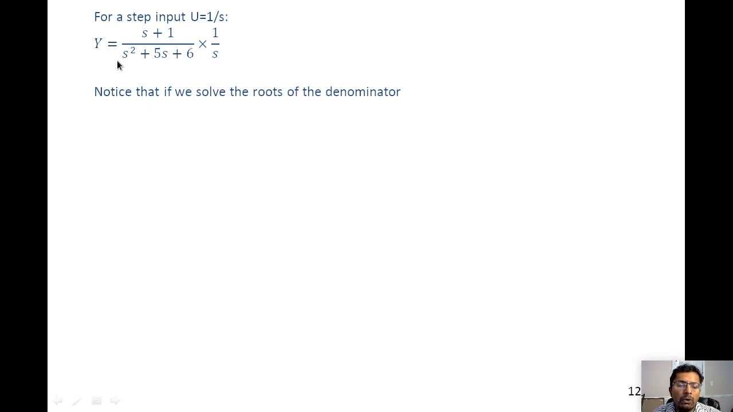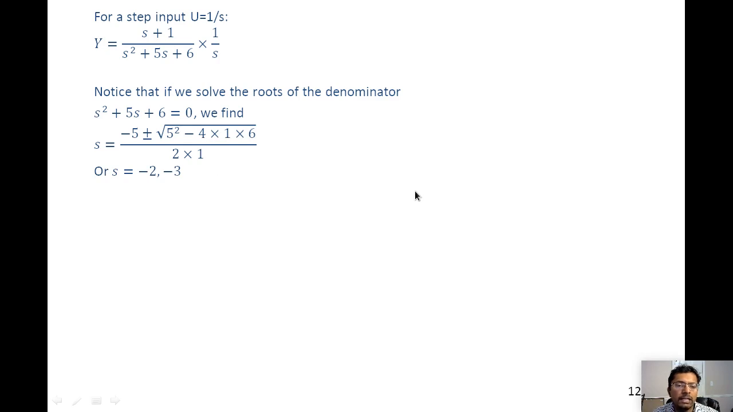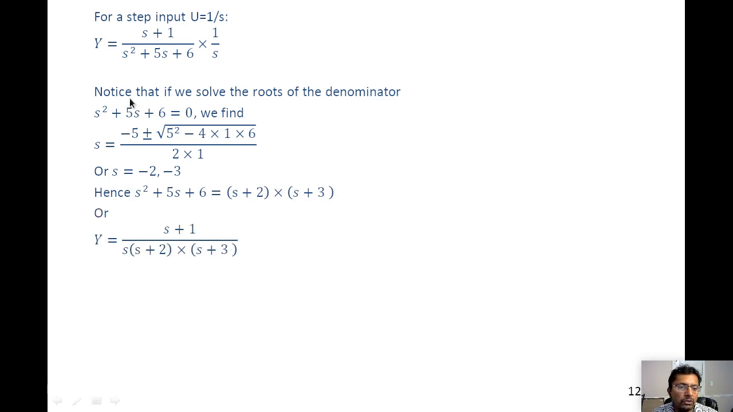Before we do that, we need to calculate the roots of the system and use that information. So first we solve for the denominator, s squared plus 5s plus 6. So s is minus 5 plus or minus the square root of 5 squared minus 4 times 1 times 6, divided by 2 times 1. If we substitute, we get s is minus 2 and minus 3. Hence the denominator can be written as (s plus 2) times (s plus 3). So the equation Y of s should be (s plus 1) over s times (s plus 2) times (s plus 3), the denominator.